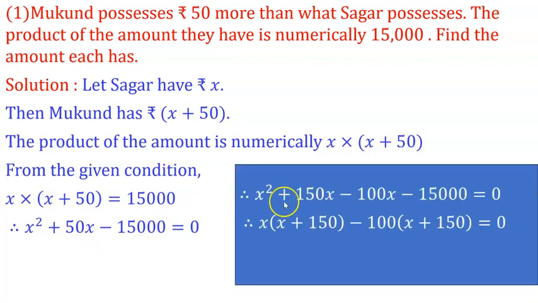Simple. Here the factors are 150x and minus 100x. What is the difference between these two? It is 50. What will be the product of the two? Minus 15,000. Okay, the common from the first two is x, from the next two is minus 100, then in bracket you will get here x plus 150. Take x plus 150 as a common, then in the next bracket x minus 100 is equals to 0.